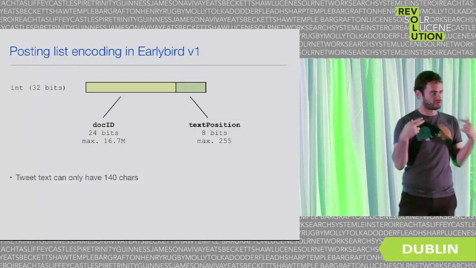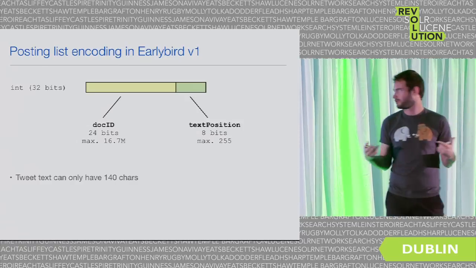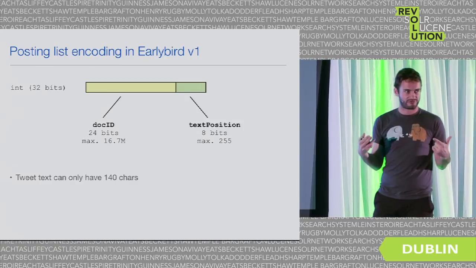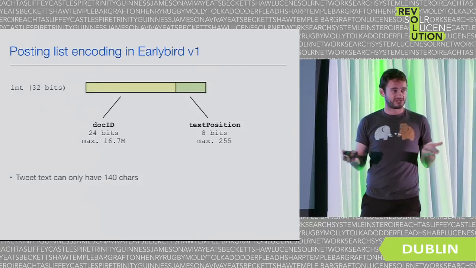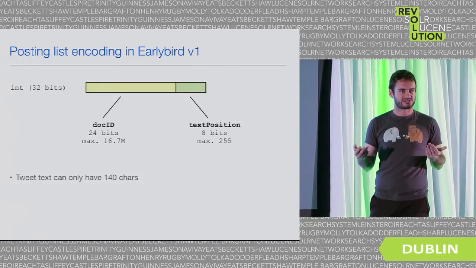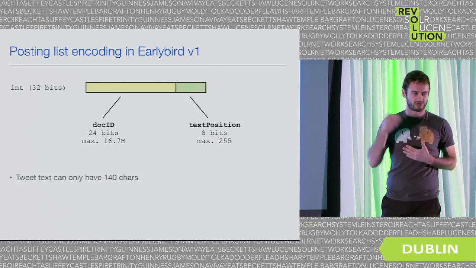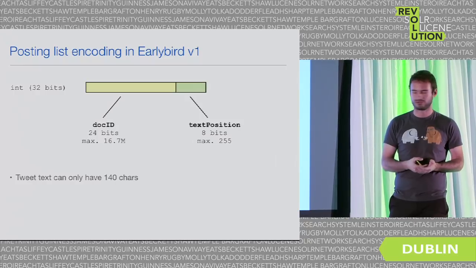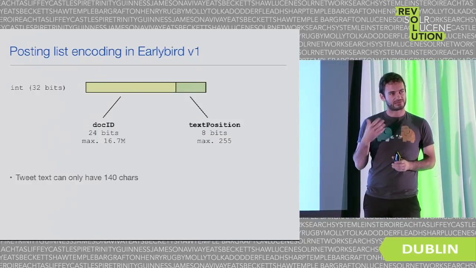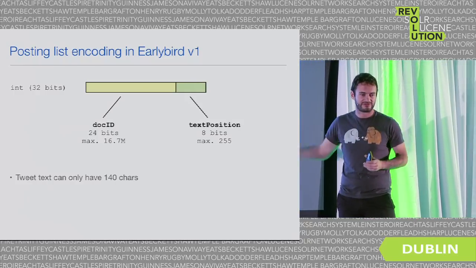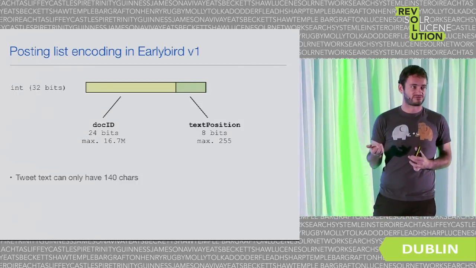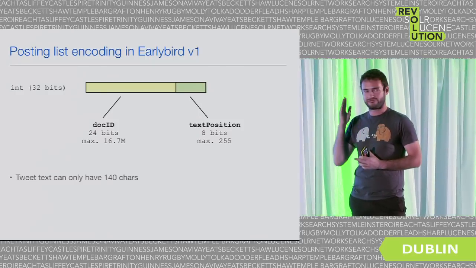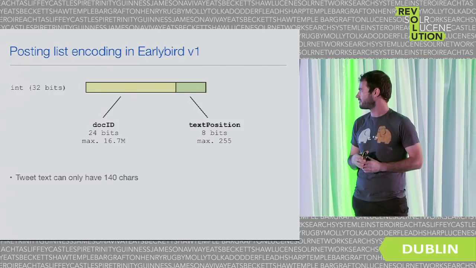For that reason, we have to store not only the doc ID, we also have to store in Lucene the position of a term. Now tweets are very short, 140 characters. So even if you have a Japanese tweet that doesn't use white spaces and you would tokenize it into 140 tokens, you would still not get more tokens than 255. Which is why we said, okay, 8 bits are enough for the position, and we're going to reserve a fixed number of bits for that reason.